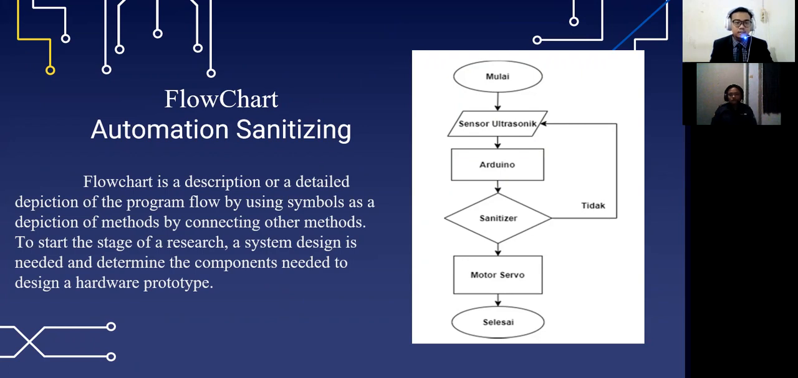Then the ultrasonic sensor system will read whether there is a hand within a predetermined distance or not. Then it will pass to Arduino to make a decision on whether the sanitizer will work or not, depending on finding the hands in the sensor. If there is no hand, the system will return to the process in the ultrasonic sensor. If there is, then it will continue to the servo motor to press the sanitizer so that the sanitizer gel will come out to use, and the system is complete and returns to the starting process and continues. And this is named the looping process. Please next.